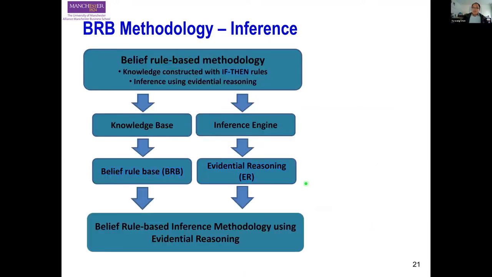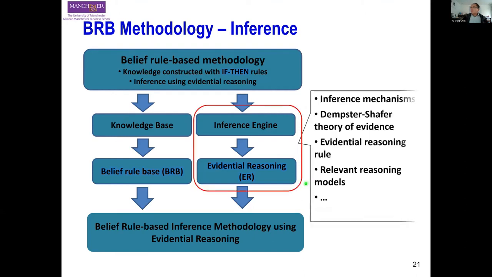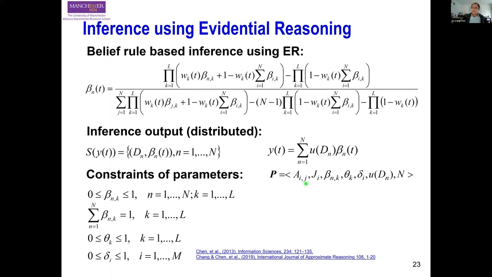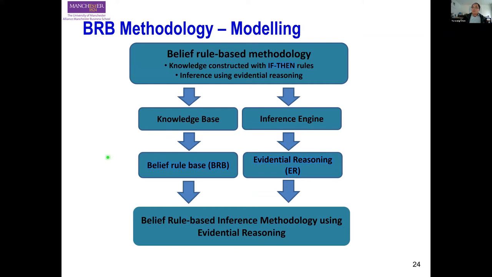On the other side, I have been working on different inference mechanisms, including the classic Dempster-Shafer theory of evidence, evidential reasoning, and some other reasoning models in order to combine information together. The methodology can be formulated mathematically by the belief rule-based matrix, something like this, and then we can formulate the whole model using the mathematical form within constraints or parameters. Also, the input and the outputs can be represented by belief distributions. We combine these two sides and the knowledge-based inference engine together, and the whole model represents a belief rule-based inference methodology using evidential reasoning.